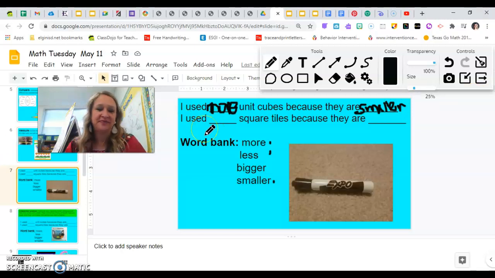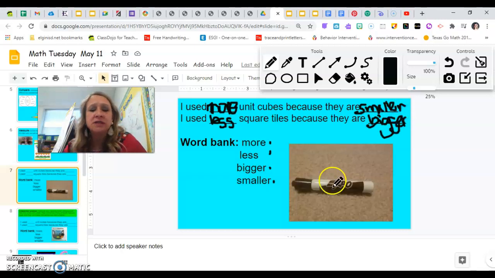All right. Now, what about my square tiles? I used more or less square tiles? Less. I used less square tiles because they are bigger or smaller? Bigger. You use less of the bigger tool. You're going to use more of the smaller tool. Got it? Good.